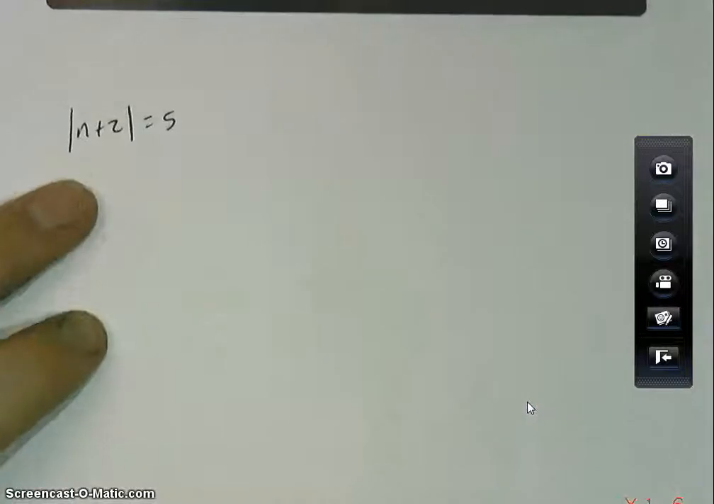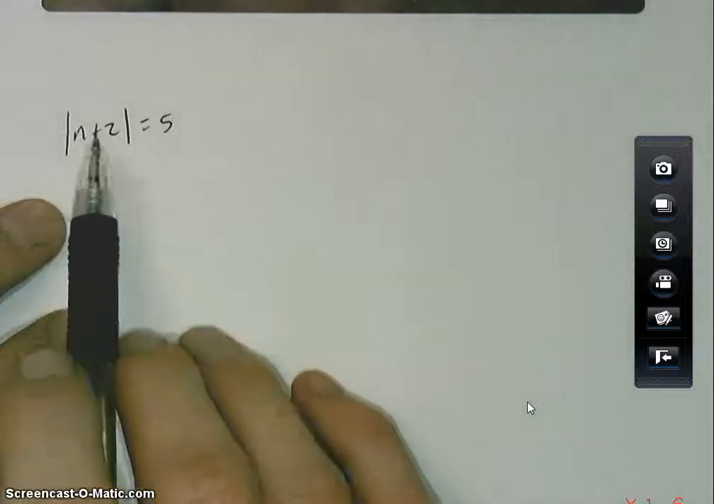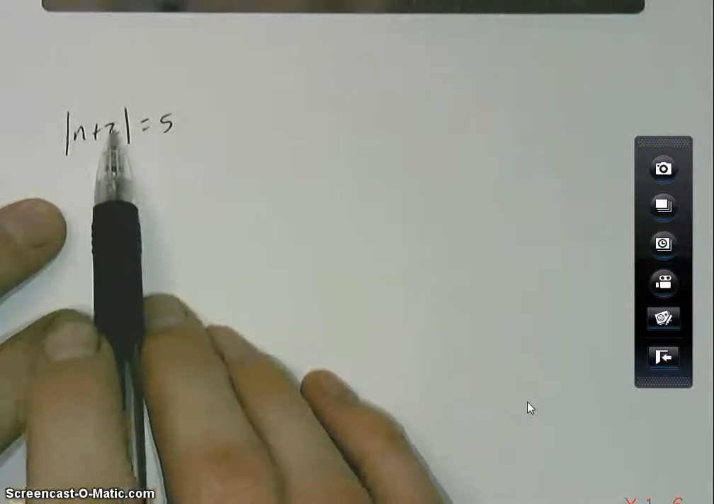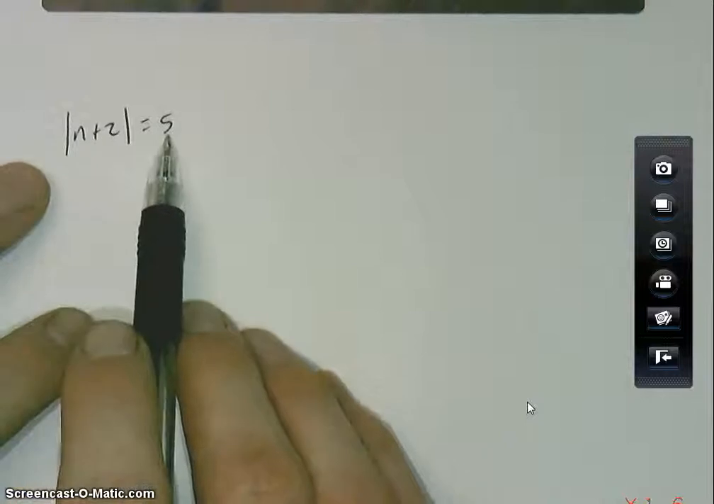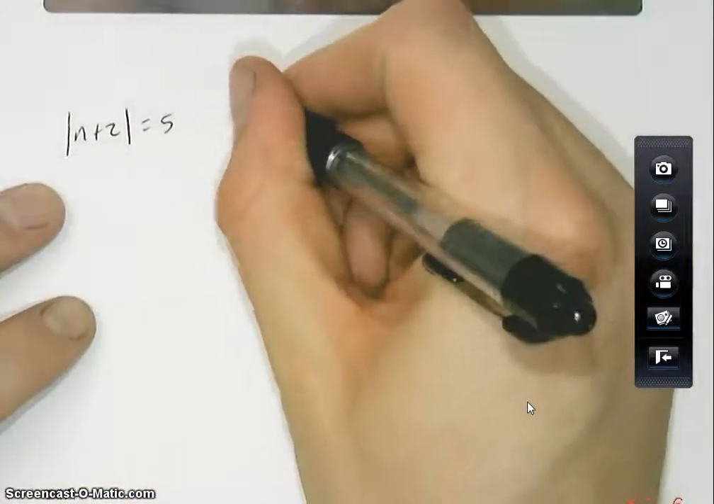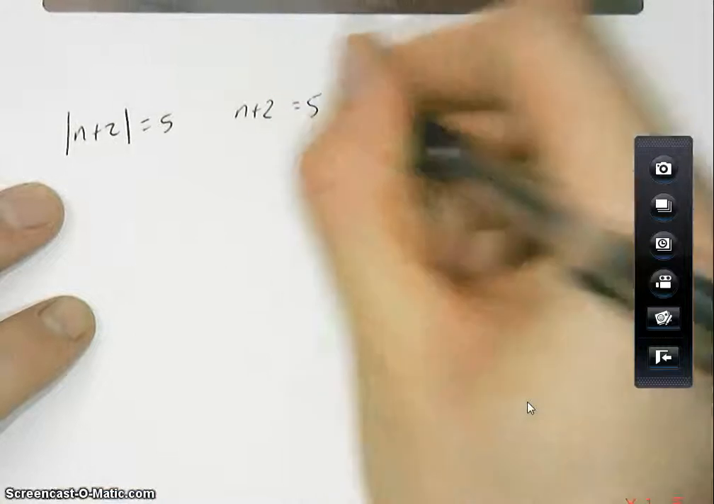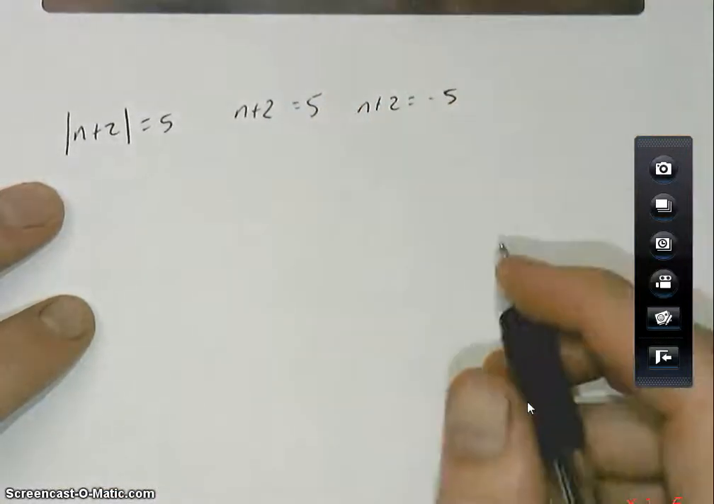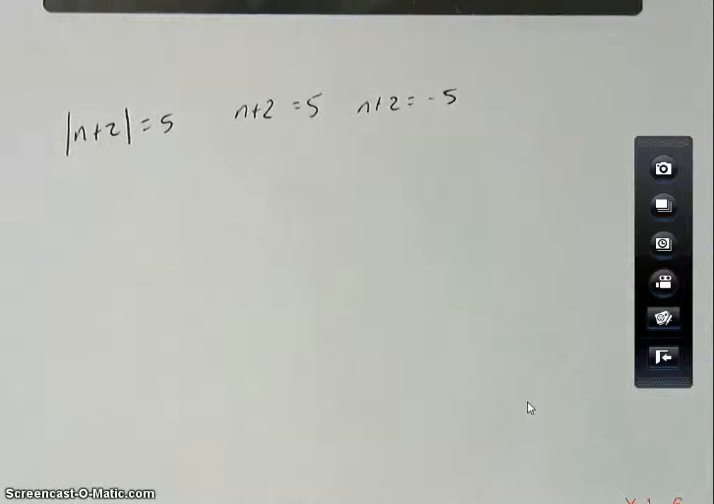So I know that whatever I get after I solve this n plus 2, so I put anything in for n, as long as that absolute value, when I take it, will give me 5, then my answer is correct. So I know that n plus 2 has to equal either 5 or negative 5. So this is where we talked about setting up two equations. Always, always, always set up two equations.